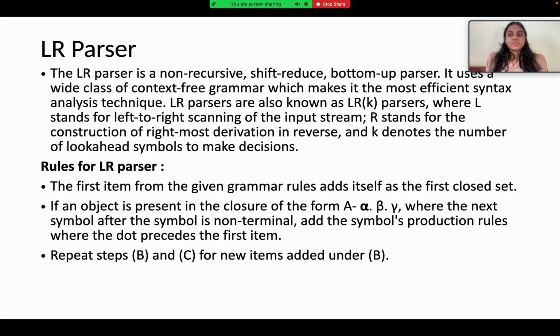Now let's add on to the rules for LR parser. First rule is that the first item from the given grammar rules adds itself as the first closure set. If an item is present in the closure of the form A → α.Bβ, where the next symbol after the dot is a non-terminal, add the symbol's production rules where the dot precedes the first item. Repeat steps B and C for new items added under B.